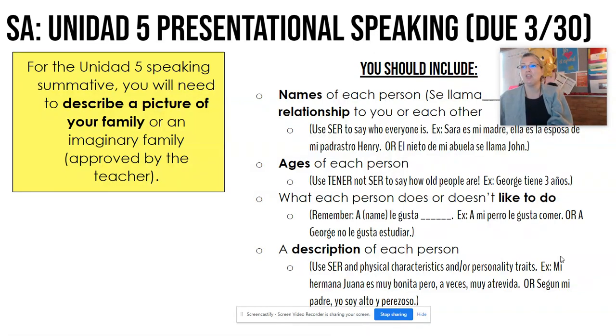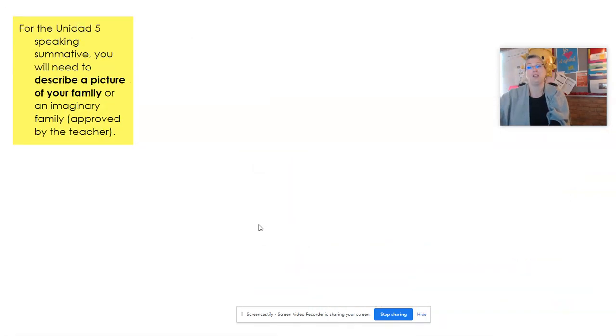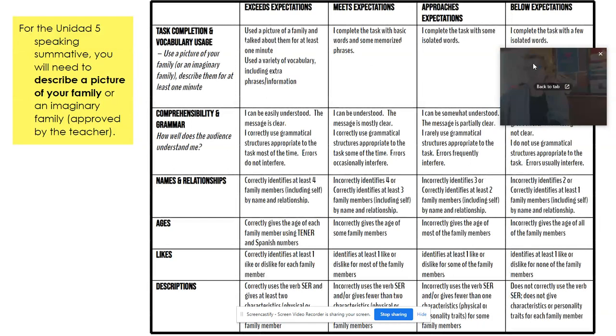So this is everything that you're going to do, and you need to talk about 4 people at least. If you do not have 4 family members to talk about, you can either add your pets, add your grandparents, add other people in your family, because you need to talk for at least 1 minute. However, just talking for a minute doesn't guarantee that you're going to receive all the points that are on the rubric. So let's go through the rubric and make sure that you understand what it is that I'm looking for.